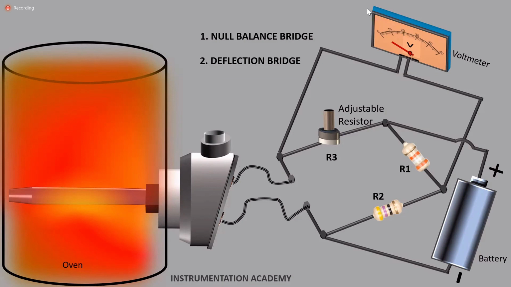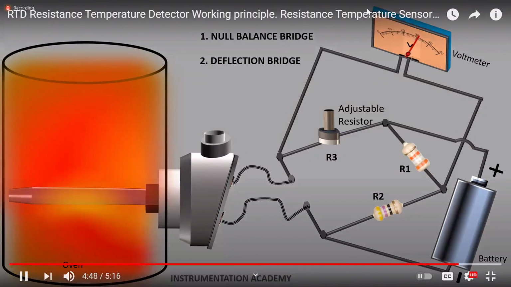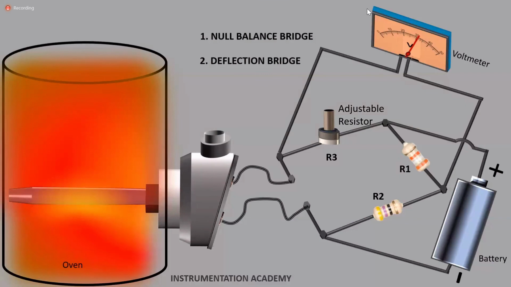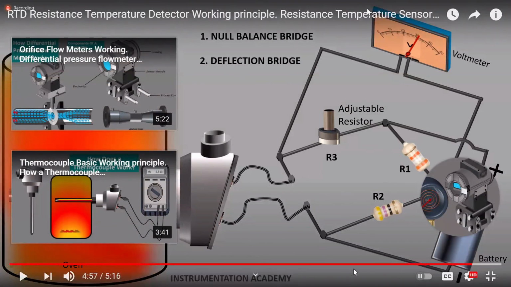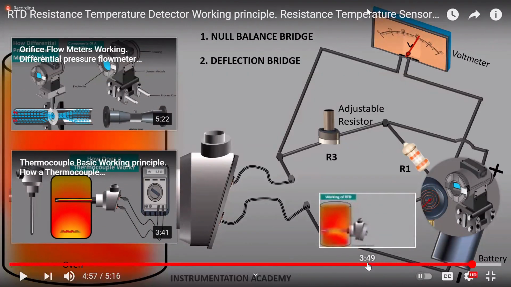As the RTD is inserted into the oven, the RTD temperature increases and correspondingly the voltage indicated by the voltmeter also increases. In the deflection bridge, all three resistors are fixed and not adjusted, and the output voltage varies corresponding to the temperature of the RTD. So you can listen once again.